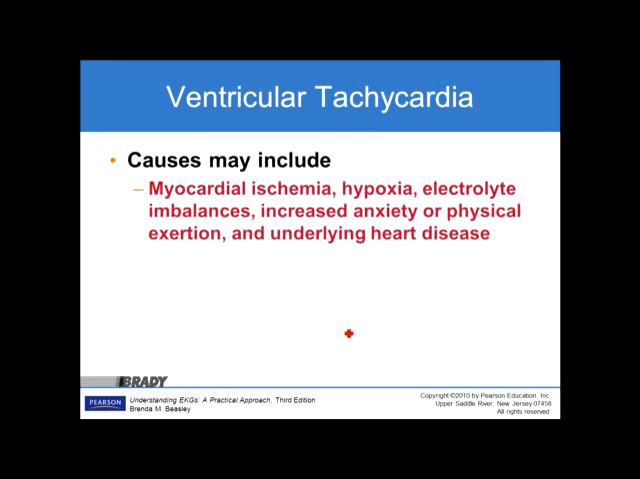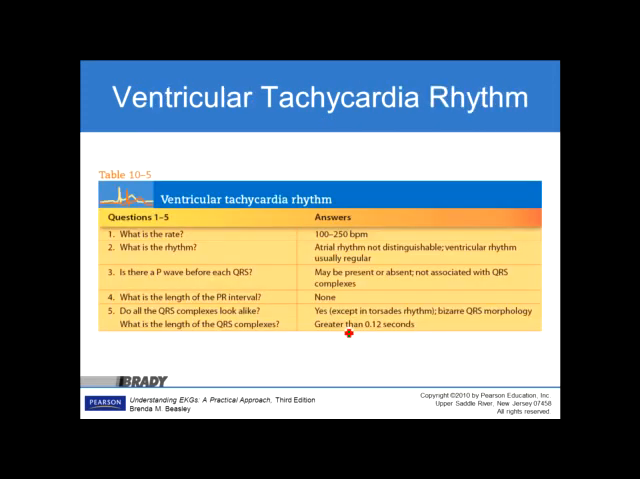Causes may include non-VTAC, myocardial ischemia, hypoxia, electrolyte imbalances, increased anxiety or physical exertion, and underlying heart disease. VTAC rhythm. So what's the rate? Well, it's definitely going to be greater than 150. And this here says 100 to 250 beats per minute. We only treat VTAC that is greater than 150 beats per minute.